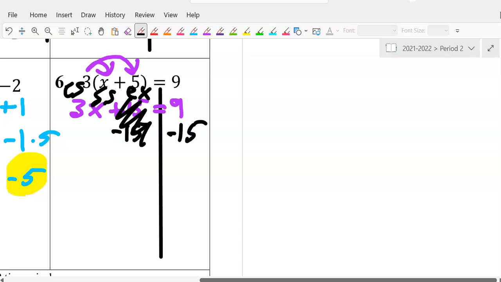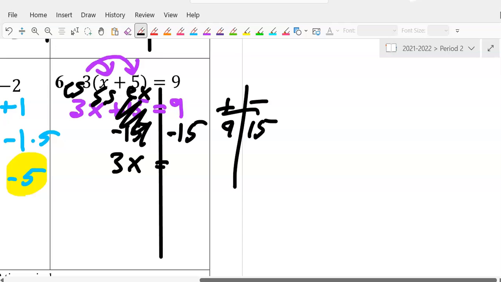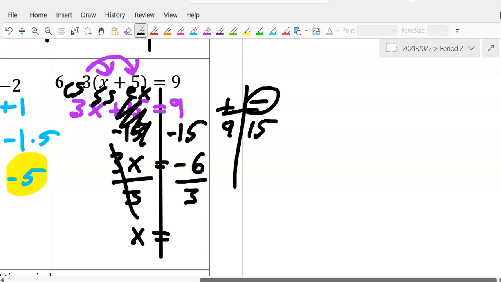Very good. And then you have to do good guys, bad guys. So that's 9 good guys and 15 bad guys. And they win by 6. Negative 6. And then you have to do 3x. Then you have to divide by 3. And then after that, you get x equals negative 2.